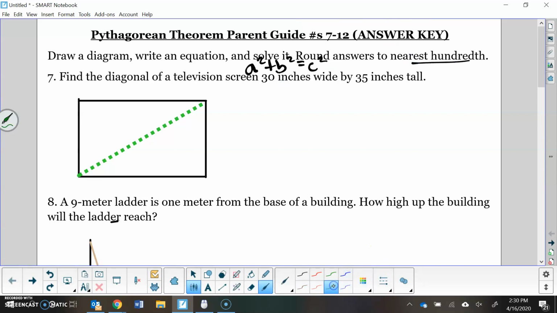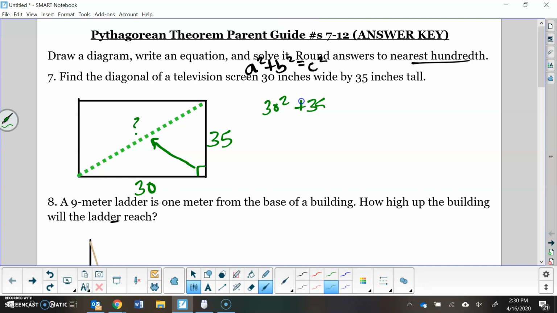So for 7, we have a television. We want to find the length of the diagonal. It says that the TV screen is 30 by 35. This is not drawn to scale. Here's my right angle as it's a rectangle, and I'm looking for the length of the hypotenuse. So I'm looking for length C. So I'm going to plug in my values.